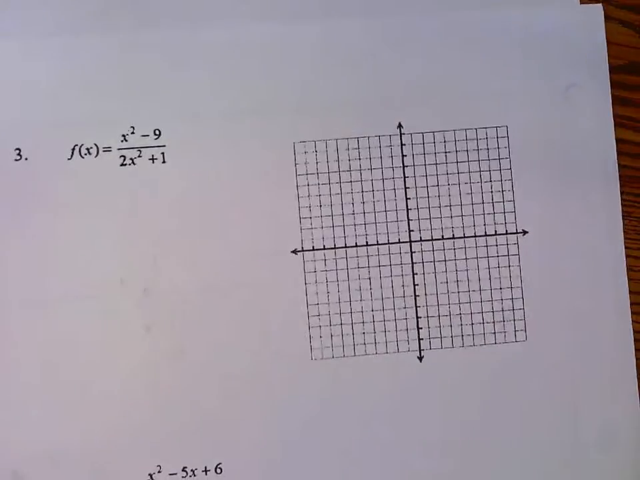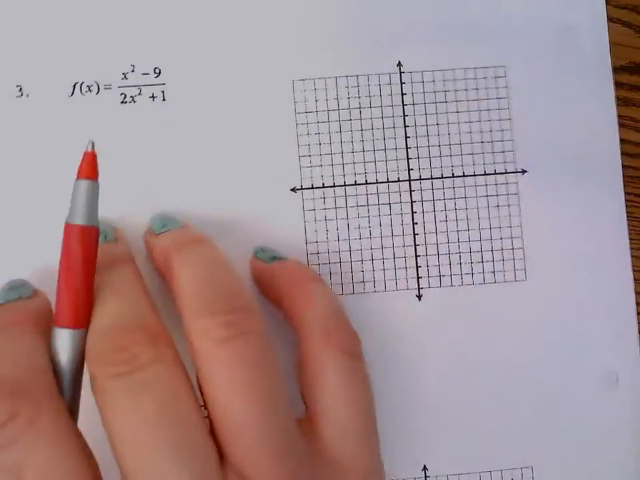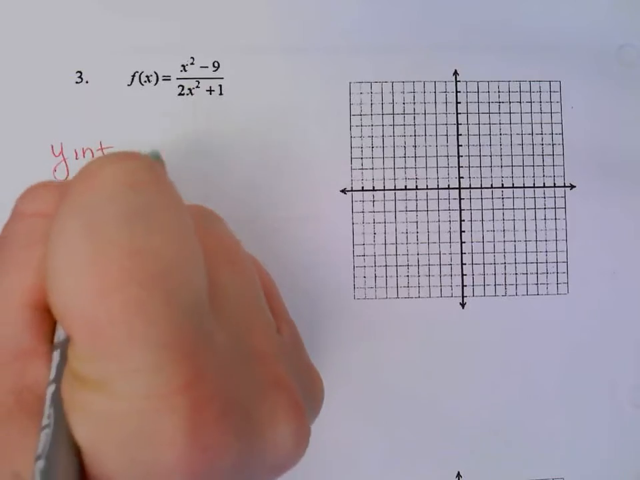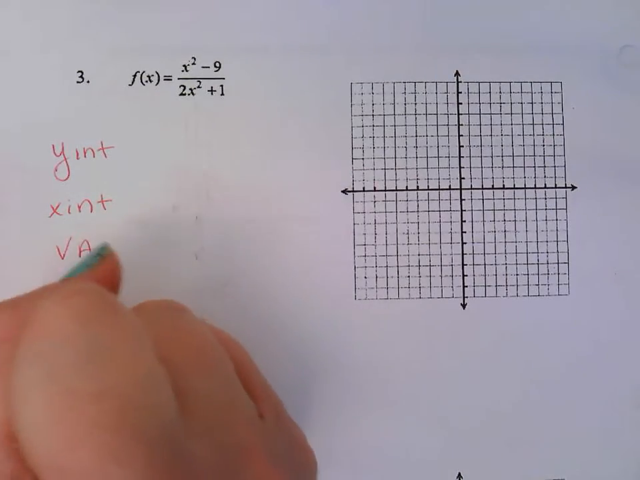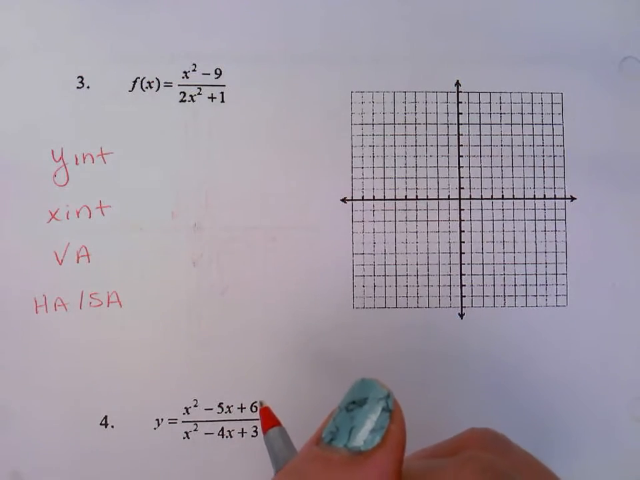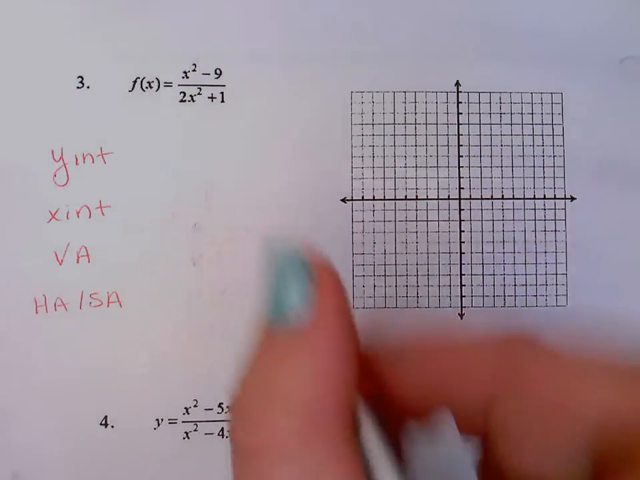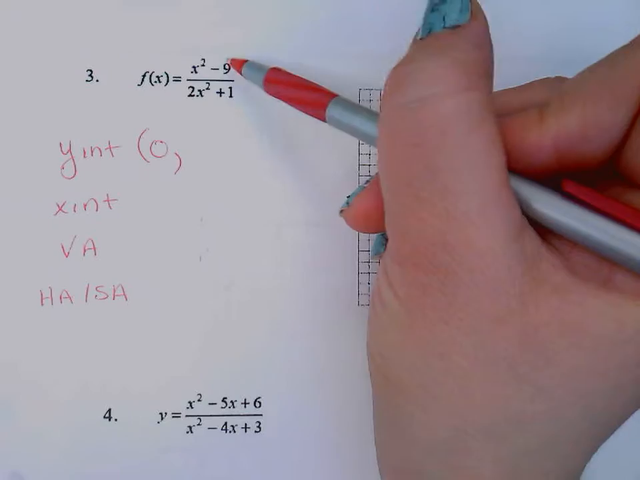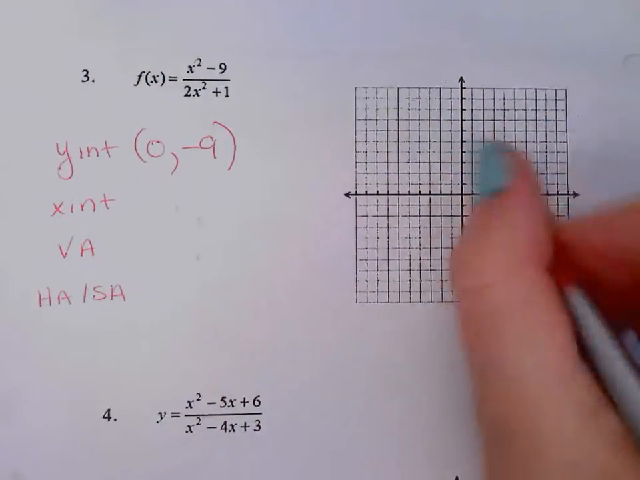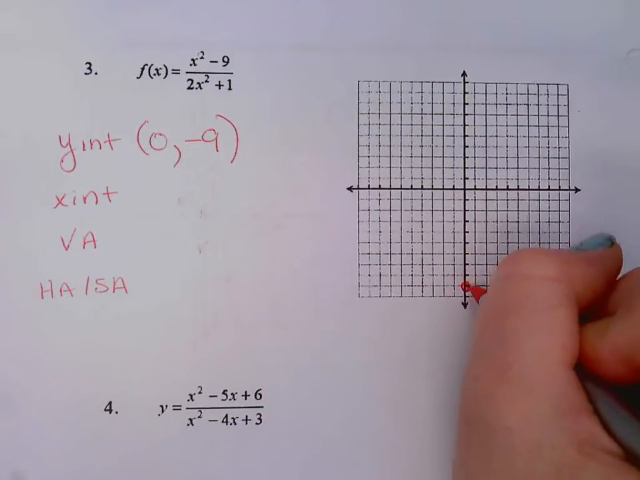All right, so example 3 is a good one for us to look at together. So y-intercept, x-intercept, vertical, and then horizontal or slant. So for my y-intercept, I'm going to plug in 0 for x. When I plug in 0, I get -9. So my y-intercept is at (0, -9).